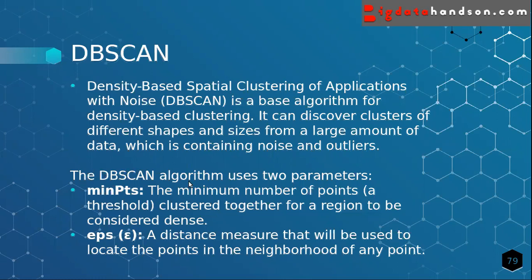And the DBSCAN algorithm uses two parameters. So you need to give two parameters: that is MinPts, that is minimum points. So minimum number of points, a threshold value, clustered together for a region to be considered dense. Actually, I will show you. And Epsilon, a distance measure that will be used to locate the points in the neighborhood of any data point. Okay, these are the parameters we need to assign in the model creation.